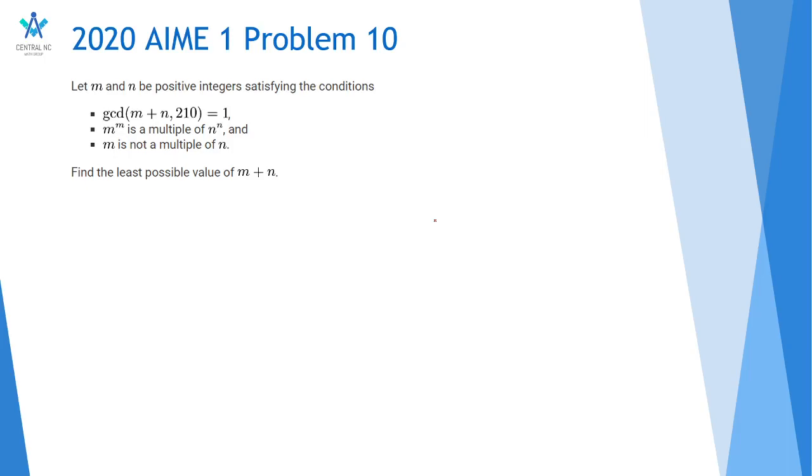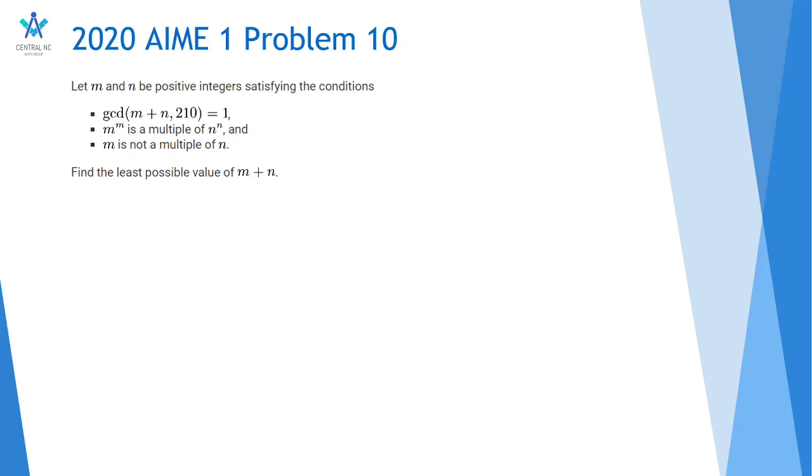And what I have here today is one of my favorite problems from yesterday's 2020 AIME 1 test, and that is problem number 10. So here we have the problem. Let m and n be positive integers satisfying the conditions. The GCD of m plus n and 210 is 1. m to the m is a multiple of n to the n, and m is not a multiple of n. So we want to find the least possible value of m plus n for this problem.